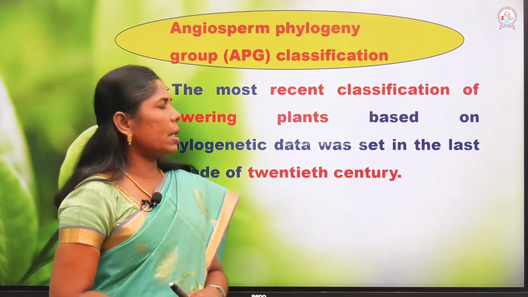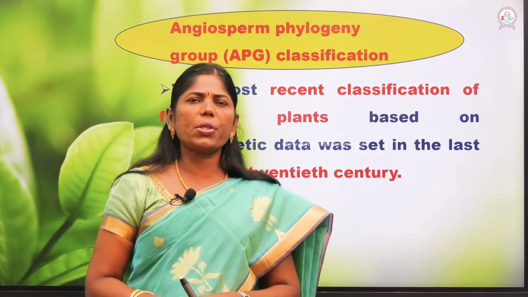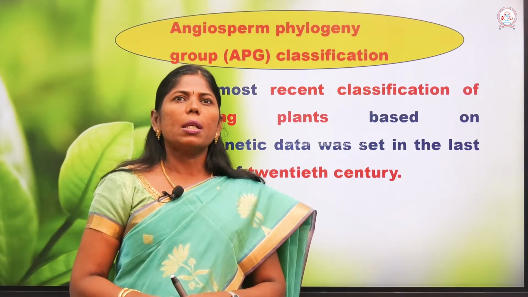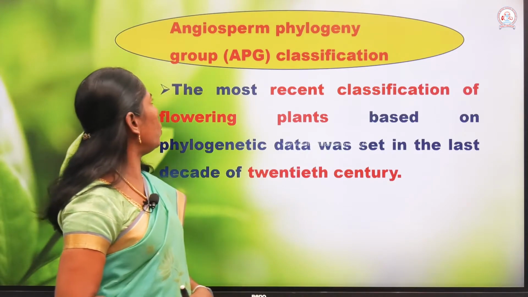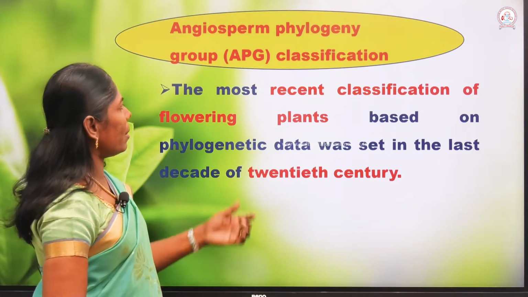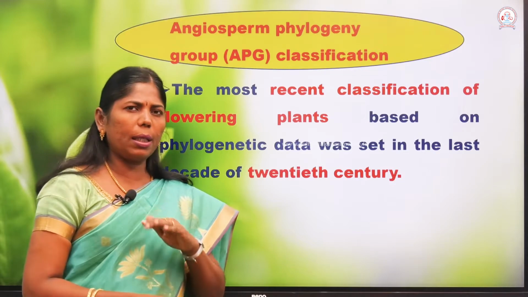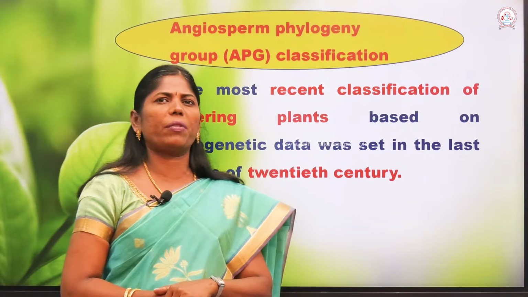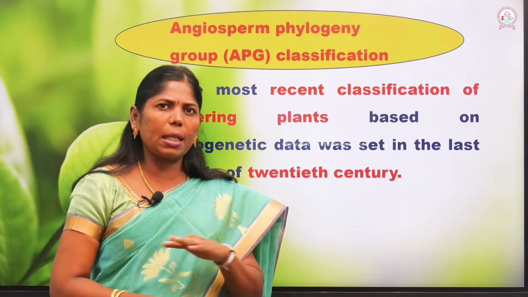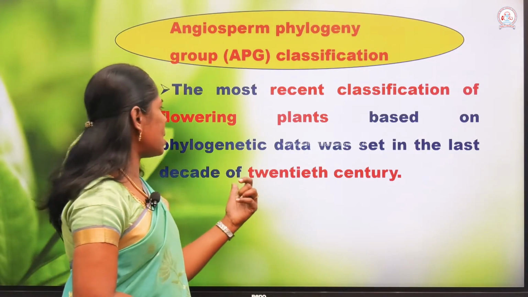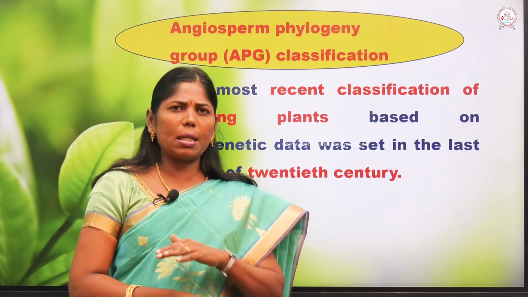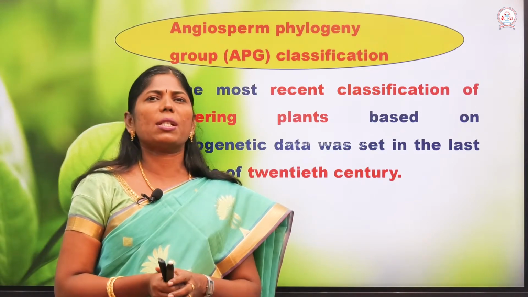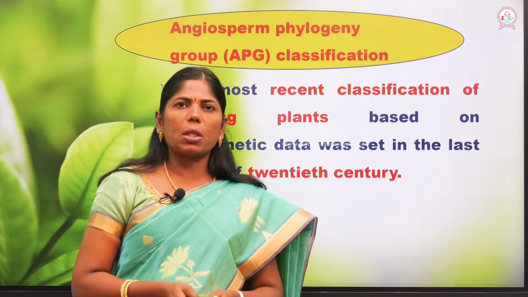So next we are going to see another classification, that is the Angiosperm Phylogeny Group classification, that is APG classification. We call it the Angiosperm Phylogeny Group classification. The most recent, that is the modern, classification of flowering plants is the Angiosperm Phylogeny Group classification. Actually, the characters from the last 10 years of the 20th century were selected, and based on that the Angiosperm Phylogeny Group classification was organized.